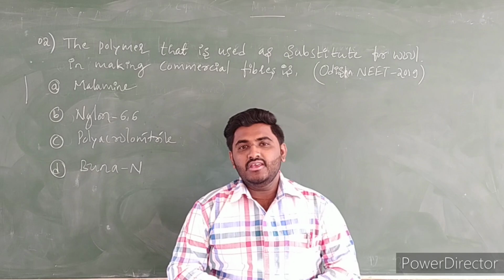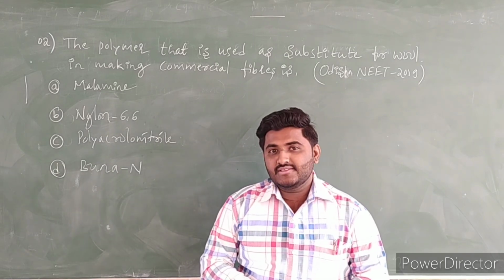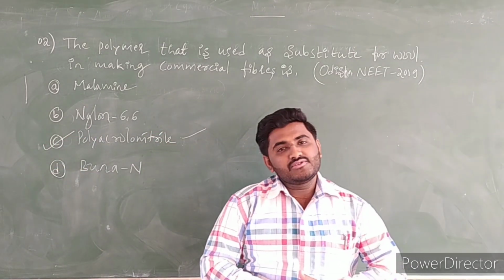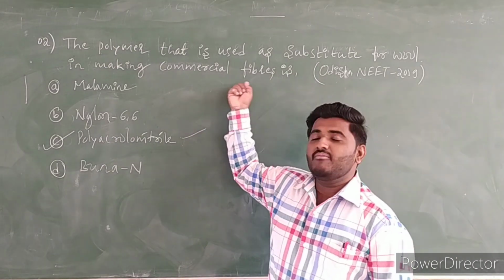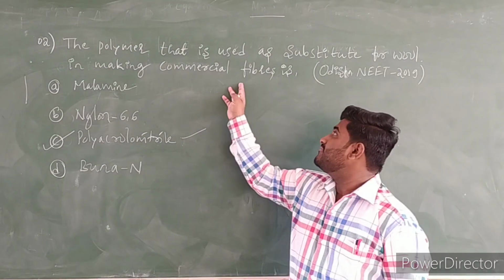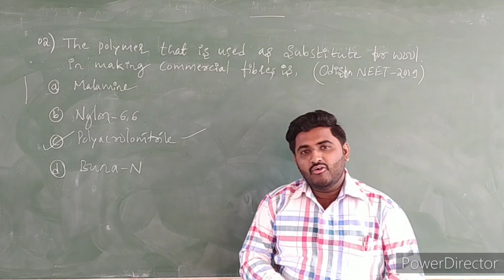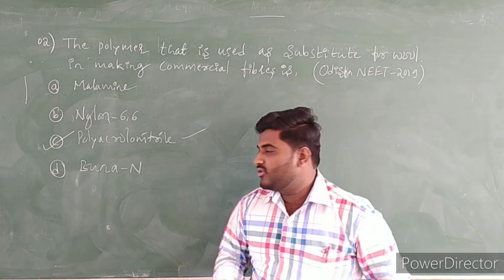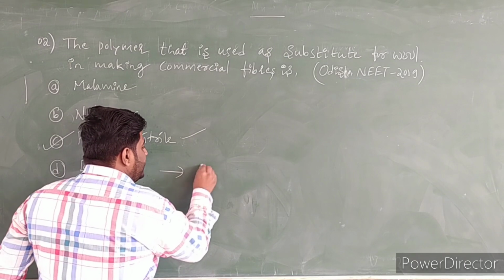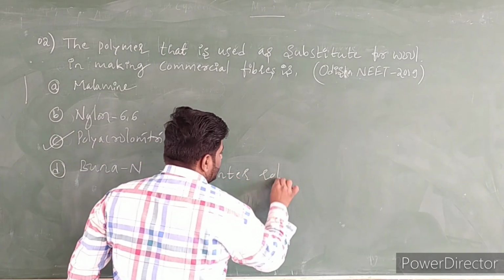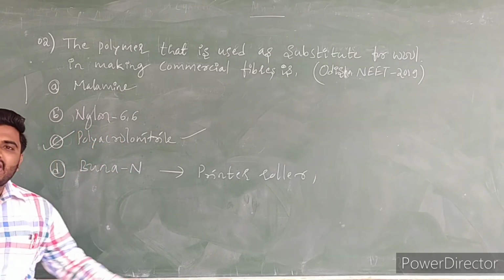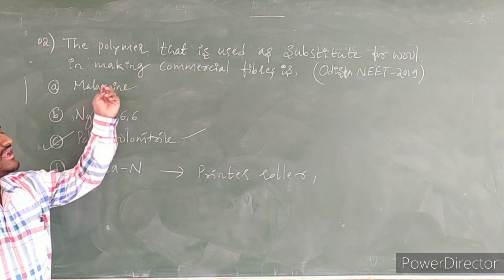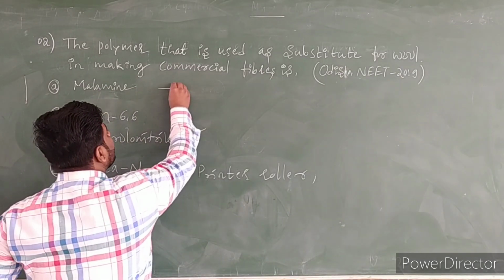Melamine formaldehyde resin is used in the preparation of unbreakable crockeries. Then which one is remaining? This one. So polyacrylonitrile is used in the preparation of commercial fiber. I hope you understood. Vinyl is used as a synthetic rubber. It is used in the preparation of printer rollers, as well as common rubber uses like conveyor belts and gaskets. And melamine formaldehyde is used in unbreakable crockery preparation.